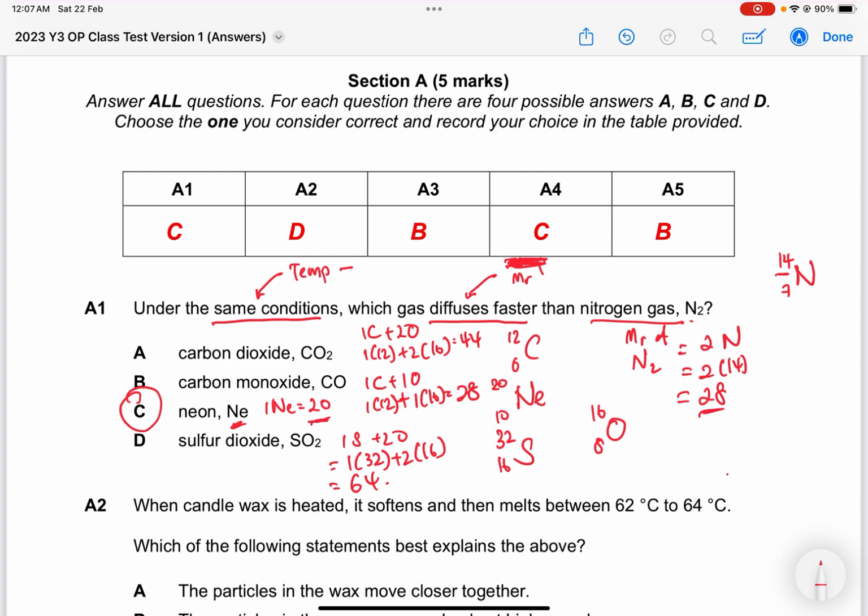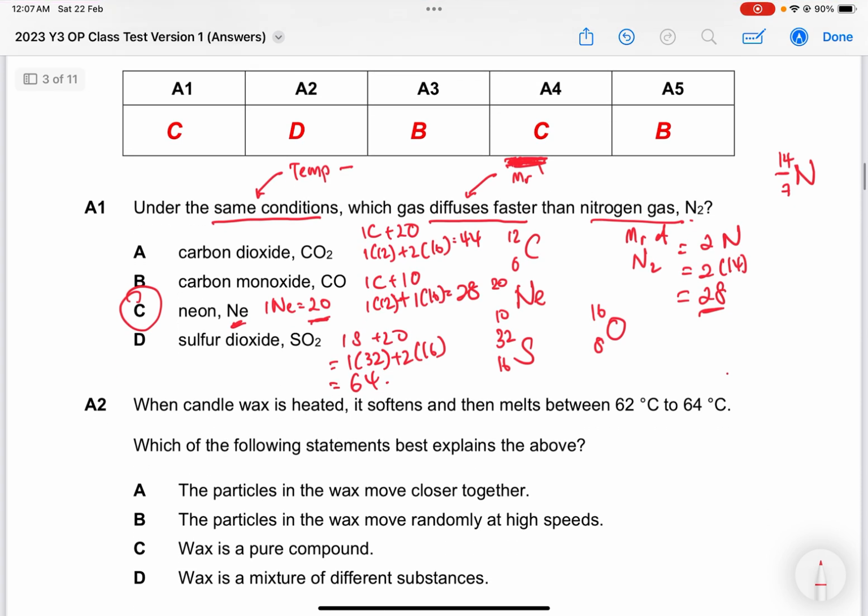lower than 28. Next one, when the candle wax is heated, it softens and then melts between 62 and 64 degrees, so that you know that this is a range of temperature. Hence, what does it mean? That means there's no fixed temperature for melting. Okay, so this is what you can conclude based on what they mentioned here.